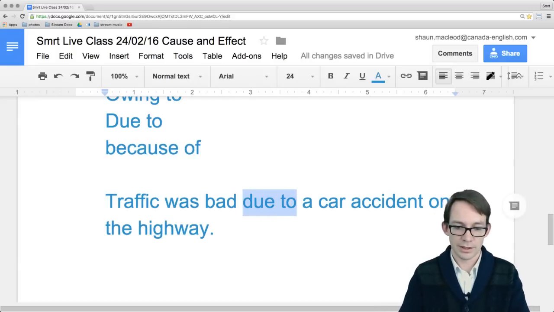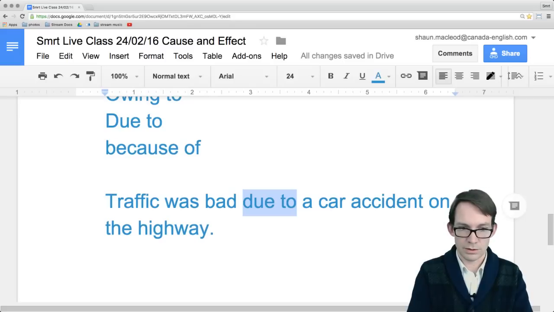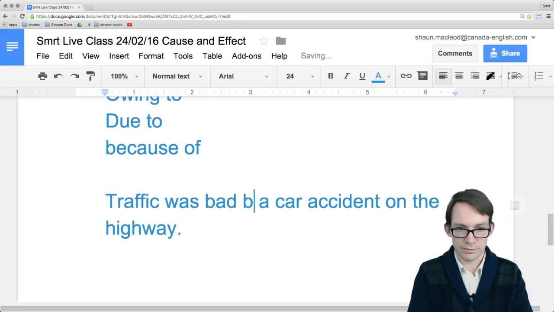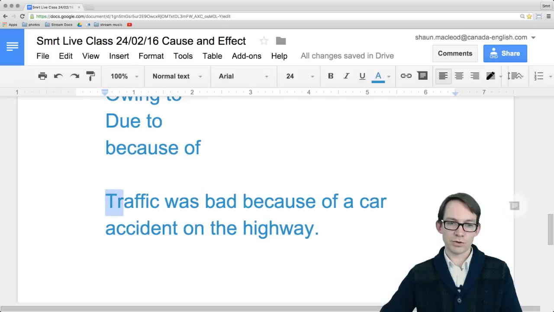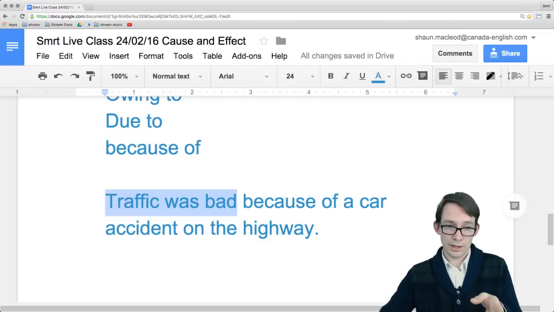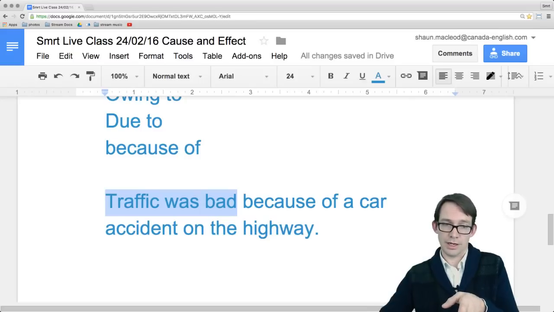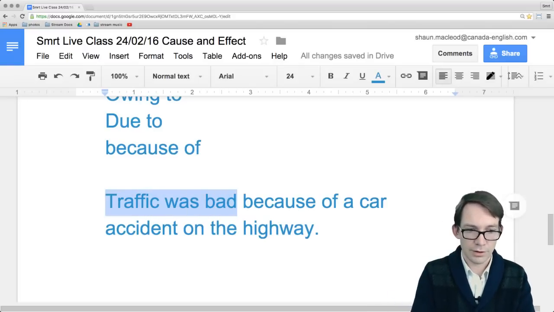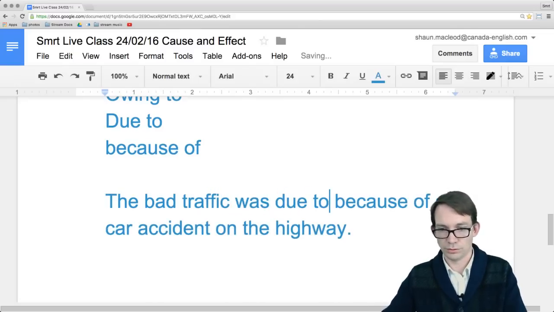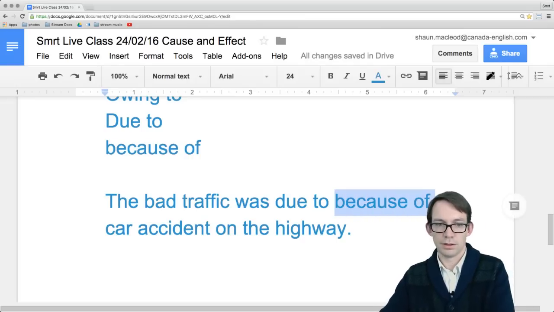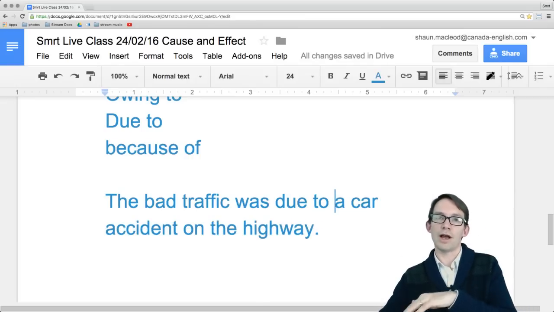In this case, if you put because of a car accident on the highway, this is fine. But the difference between because of and due to, or owing to and due to, is that due to can function as what we call an adjective. So I can take traffic was bad and turn it into a noun. Look what I'm going to do here. I'm going to say the bad traffic was due to a car accident on the highway.